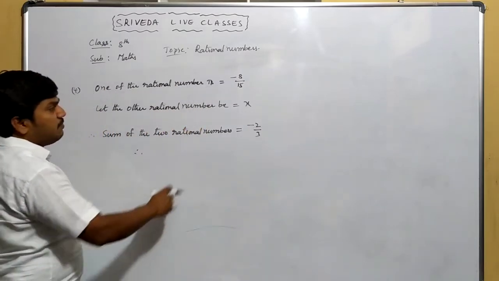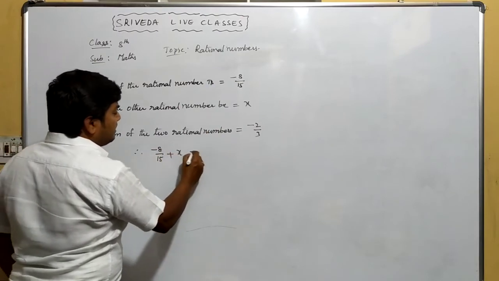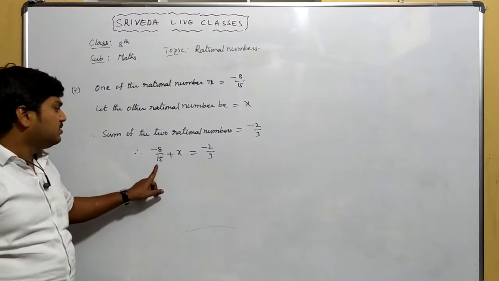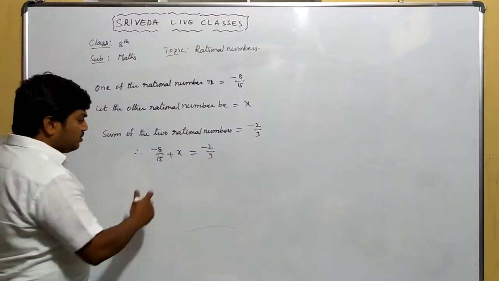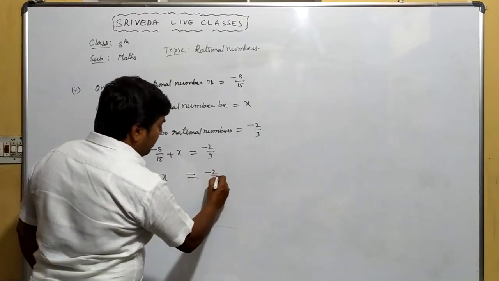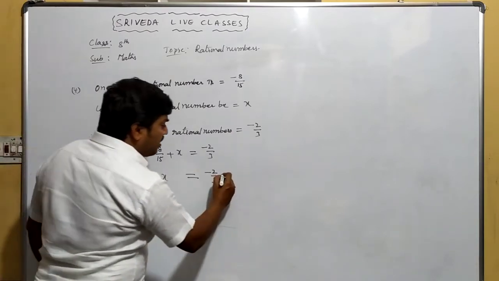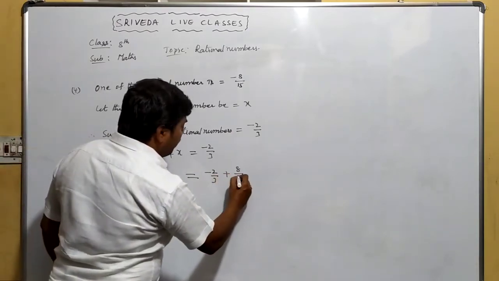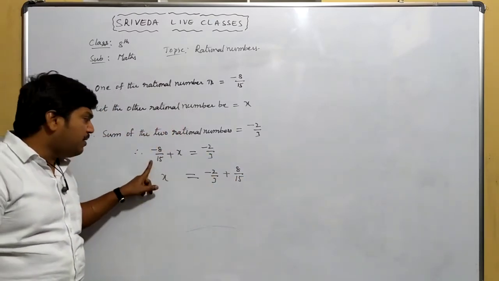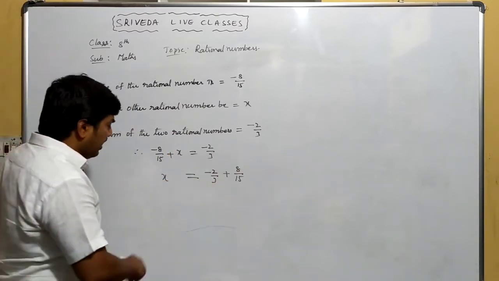So therefore the sum of these two is minus 8 by 15 plus x is equal to minus 2 by 3. Right? Sum of these two. So send this to the other side. We want x is equal to minus 2 by 3. This minus 8 by 15 brought to the right side will become plus 8 by 15. Right?